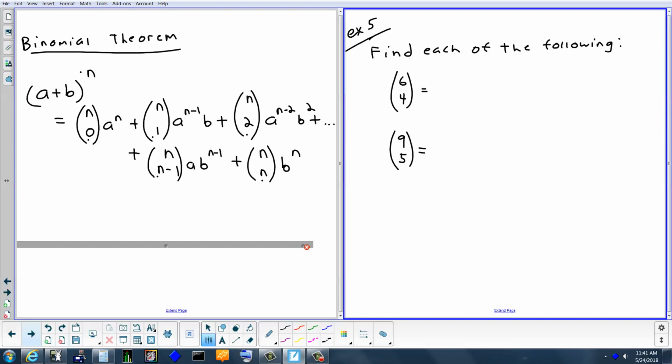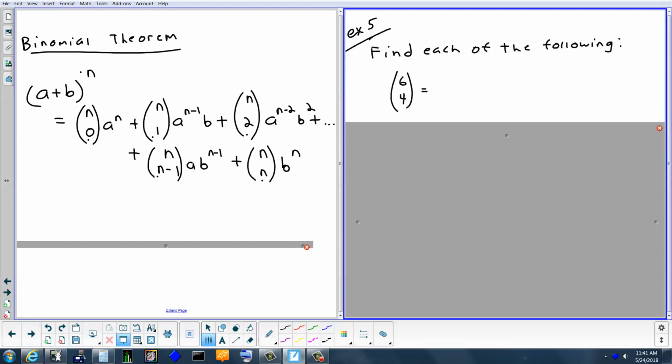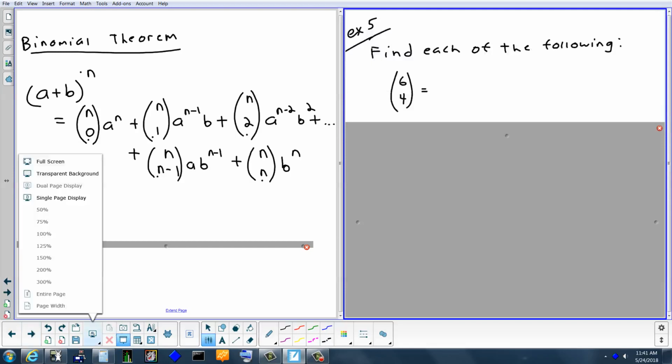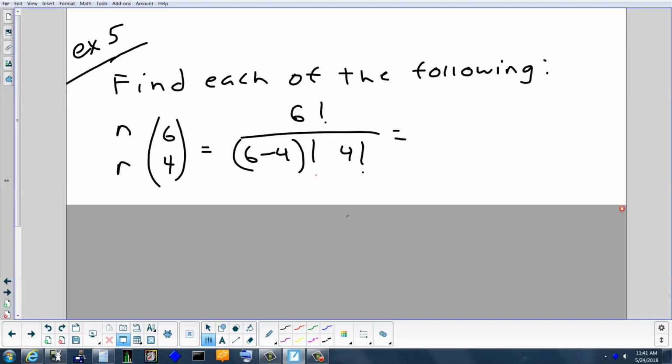Okay, so let's try doing 6 choose 4. All right, so in that case, Cassandra, what's n? Yep, and r? 4. So it's n factorial over n minus r factorial, r factorial. Now that's small enough you could type it in on the calculator, but I'm going to show you how to reduce it in case you have one you can't type in.